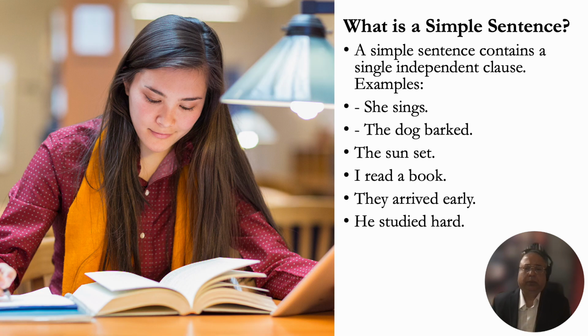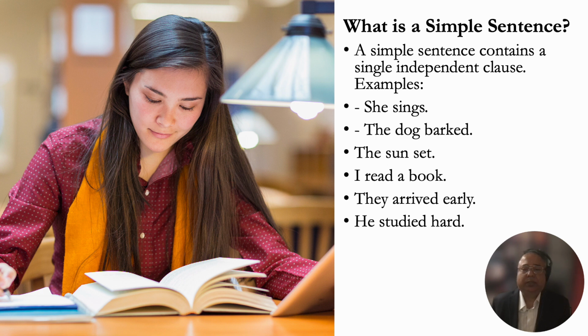So, first, a simple sentence. What is a simple sentence? Okay, a simple sentence, keep in mind, is a complete idea. It's a complete thought. Okay, such as, she sings, the dog barked. In order for it to be a simple sentence, there must be a subject and a verb, at the least. Okay, she, that's the subject, like this girl.